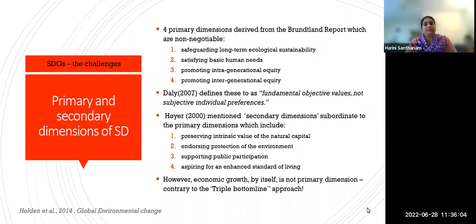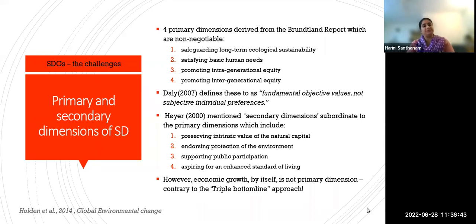So 4 different dimensions have been derived from what we have understood as the 1987 Brundtland report, which are called non-negotiable primary dimensions. So the word non-negotiable, if you see here, means that it cannot be compromised on at all. Okay, so those are the primary dimensions of sustainable development. And those are, number 1, safeguarding long-term ecological sustainability. Number 2, satisfying basic human needs. Number 3, promoting intragenerational equity. And number 4, promoting intergenerational equity.